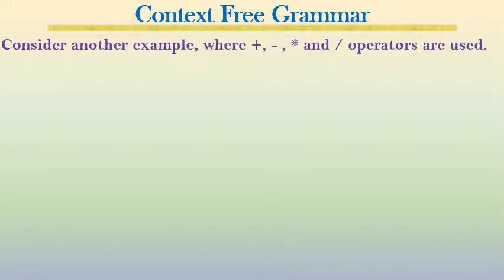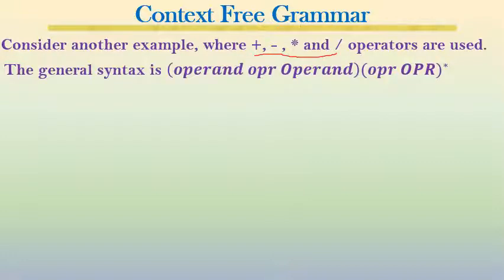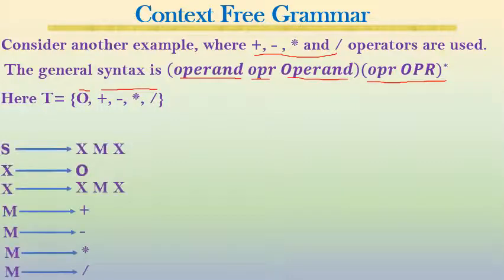Now consider another example. In this example, we want to derive an expression that consists of all possible operators: plus, minus, multiplication and division. The general syntax of this expression will be an operand followed by an operator followed by another operand, followed by the closure of operator and operand. The grammar for this expression has the terminals, the operand and all the operators. For this grammar, consider we want to derive the expression O plus O minus O asterisk O divided by O and plus O.